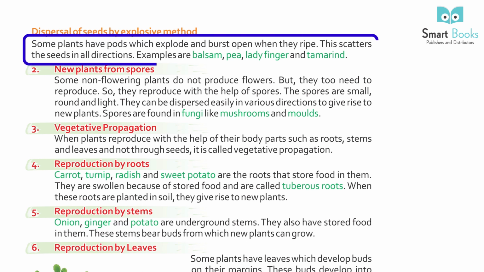Dispersal of seeds by explosive method. Some plants have pods which explode and burst open when they ripen. They scatter the seeds in all directions. Examples are balsam, pea, ladyfinger and tamarind.